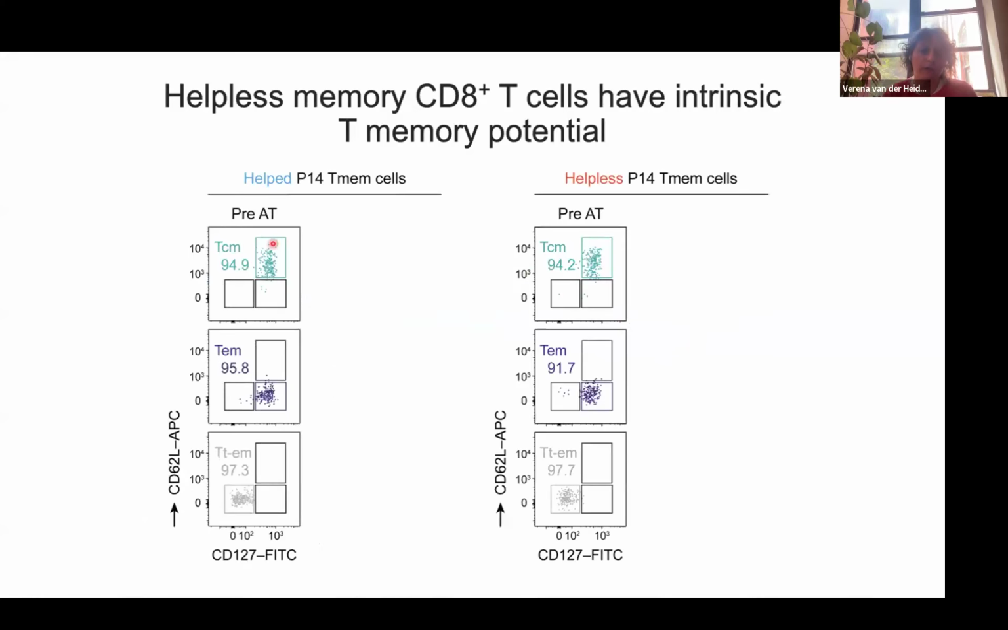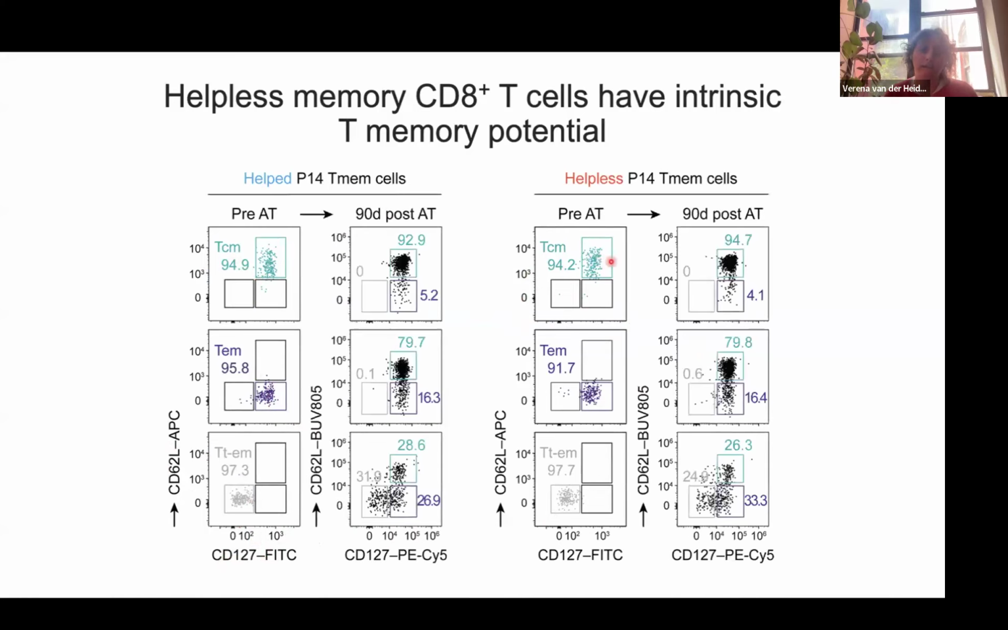And then I'm showing you here what these subsets looked like right after the sort before we put them back into the mice. So TCMs actually have a TCM phenotype, TEMs are TEMs, and TTMs are the TTMs, the terminally differentiated effector memory T cells, based on CD127 and L-selectin.